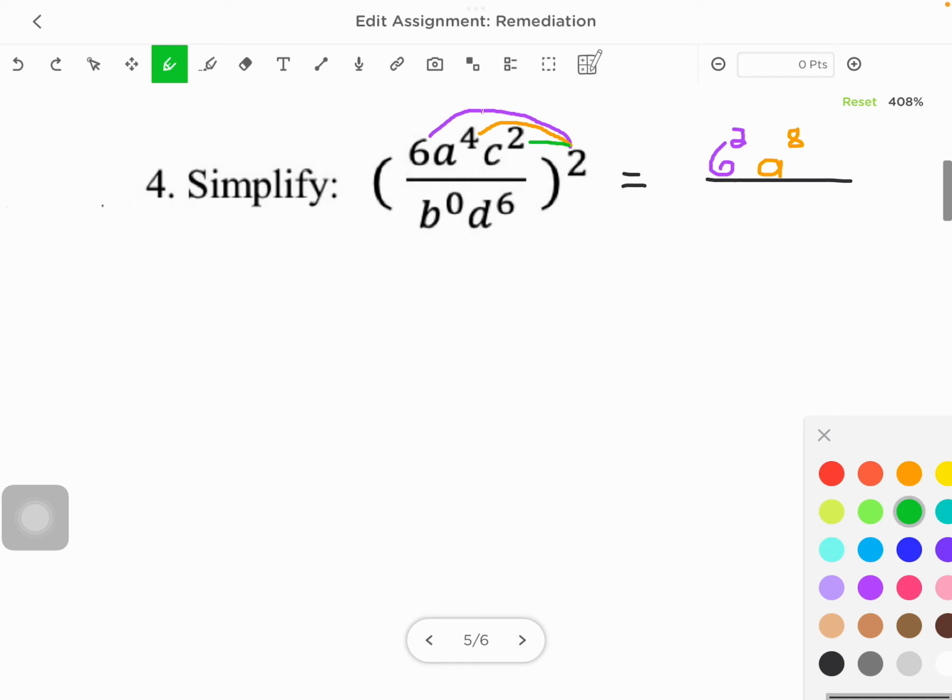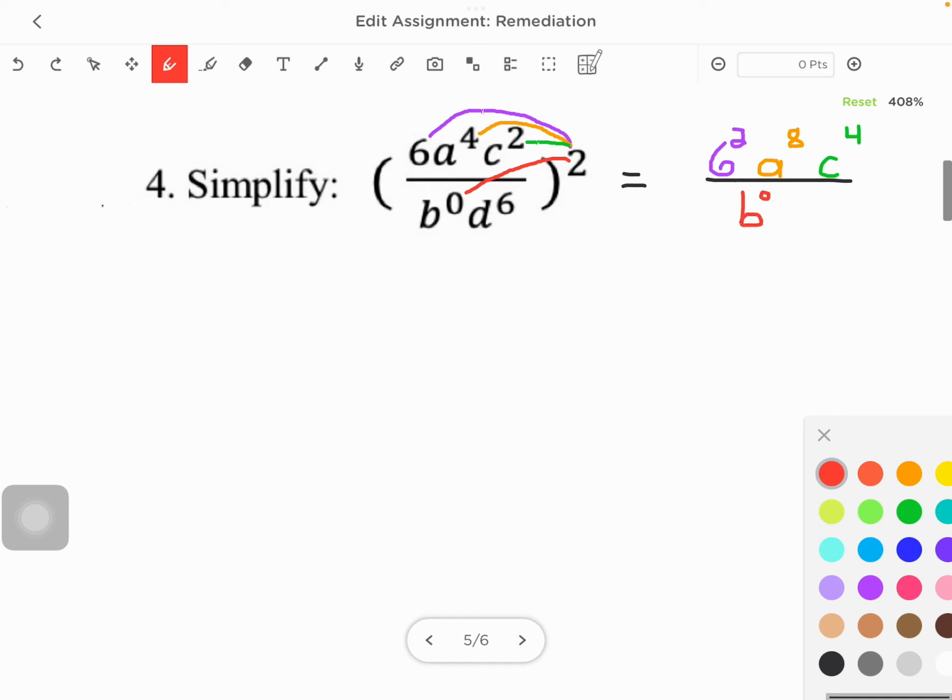Okay, now I'm distributing the exponent to c to the 2. Again, after multiplying those exponents, that's c to the 4th. Okay, now it's time to distribute to the denominator. So distributing the exponent to b to the 0. So again, we're multiplying. 0 times 2 is going to be b to the 0.